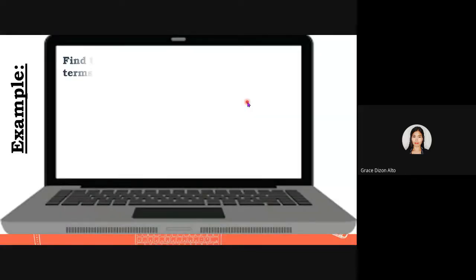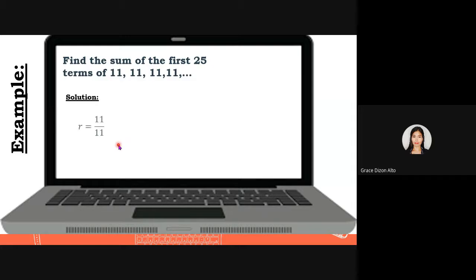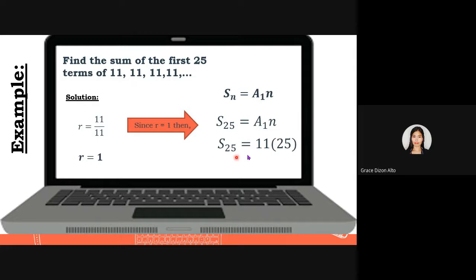So we have the example. Find the sum of the first 25 terms of 11, 11, 11, 11, and so on. So let's check for the common ratio. It should be positive 1, and that's correct. And since it has a common ratio of positive 1, then we will use the formula S sub n is equal to a sub 1 times n. So S sub 25 is equal to a sub 1 times n, and that is 11 times 25, our first term times our n, 25, that's 275. Therefore, the sum of the first 25 terms of this sequence is 275.